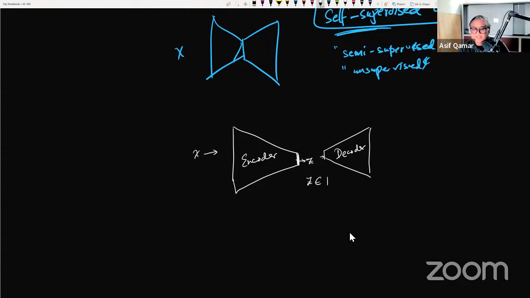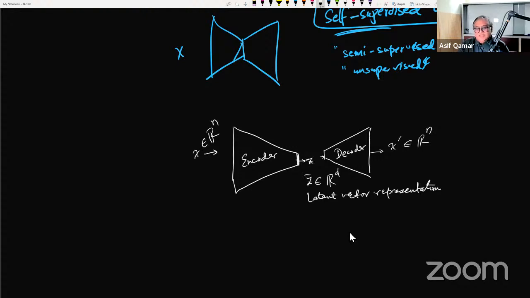Z belongs to some latent dimension D, right? Let's say that this belongs to Rn. So this is the latent vector representation, belonging as a vector in the D-dimensional space. And then you decode it to get X prime, which again belongs to the n-dimensional, original dimensionality. Are we together, guys?